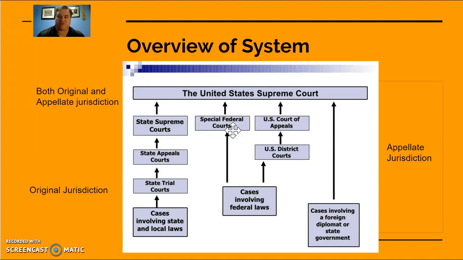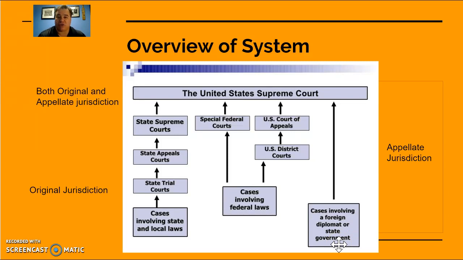There are also special federal courts that have discrete subject matter venues: bankruptcy courts, court of claims, U.S. trade courts, that kind of thing. Those courts deal with very specific matters, and we'll talk about those here in a sec. But then they follow through the same process, going through the U.S. Court of Appeals, in most cases, on appeal, and finding themselves at the U.S. Supreme Court.